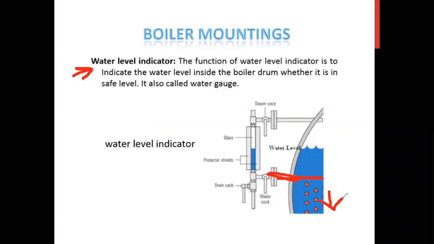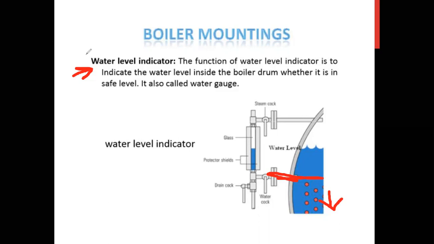So we have to detect that water level to fill the boiler again. When the water reaches this level, it gives a signal, and then using the pump we refill the boiler with water. This purpose is served by the water level indicator.